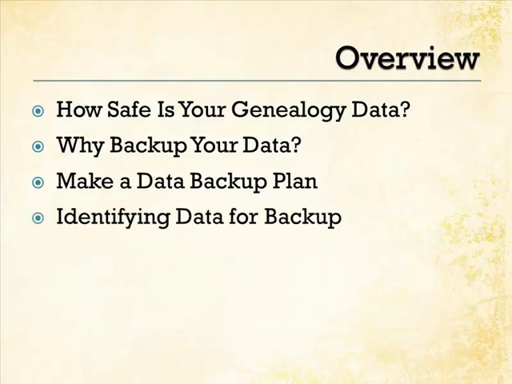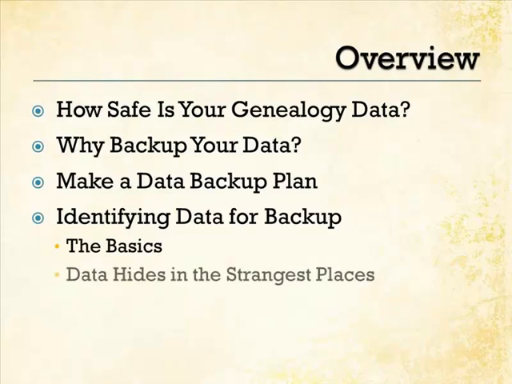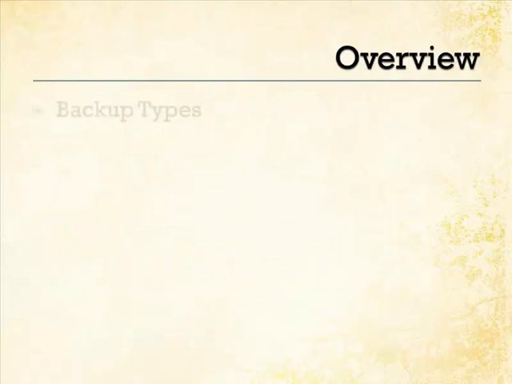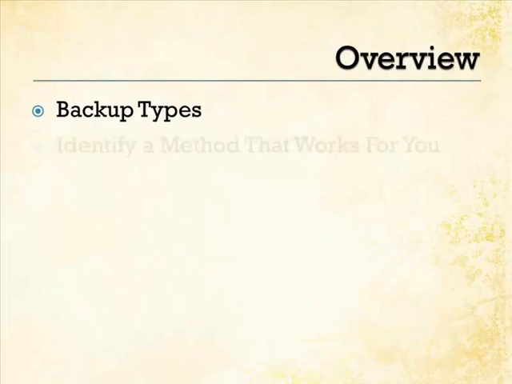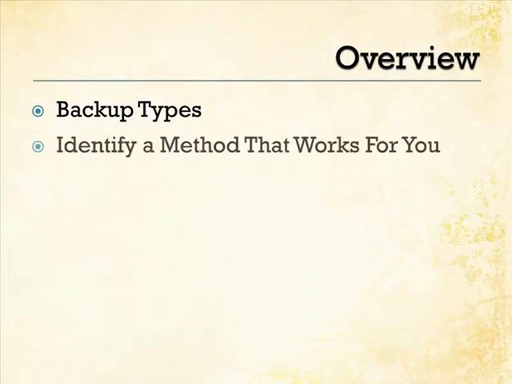And so identifying data for backup. This is probably one of the more difficult things that we're going to deal with today. The basics, and also data hides in the strangest places. What else? Backup types. There are different types of backups, believe it or not. How to identify a method that works for you, and this is very important. You should not embrace a backup method that is going to be a challenge and that does not work for you. So we're going to help you identify a method that works for you.